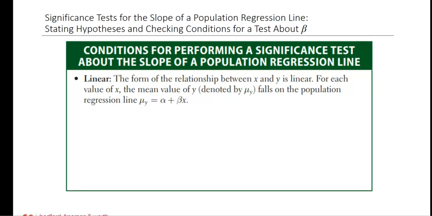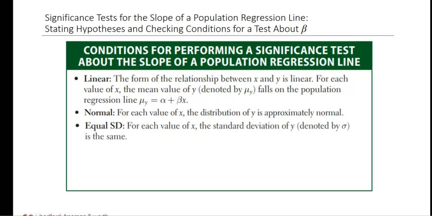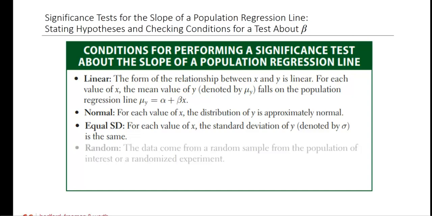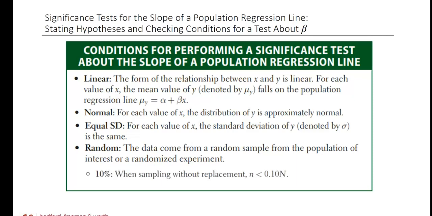So what are the conditions? Today we're just laying the groundwork for a test, so one of the things you have to get down is the conditions. First, is it linear? Is it normal? Does it have equal standard deviation? I really like the way they said this: for each value of x, standard deviation is about the same. There's no pattern in the residuals there. Random comes from a random sample, or random assignment if it's an experiment, and less than 10%. So, the same 5 conditions as the intervals, basically.